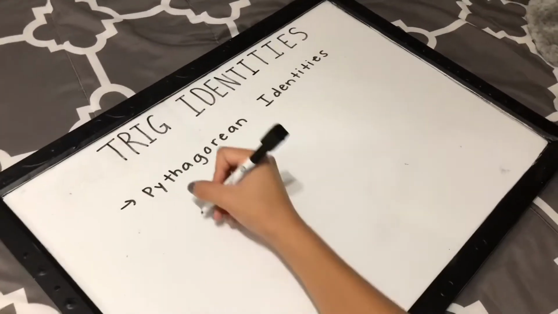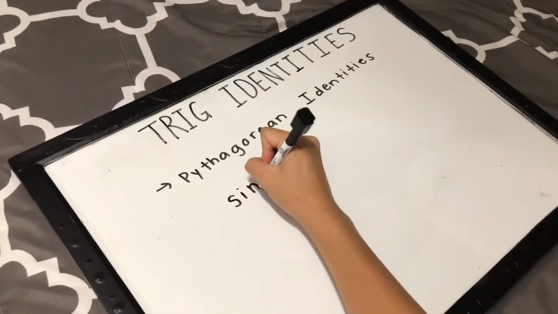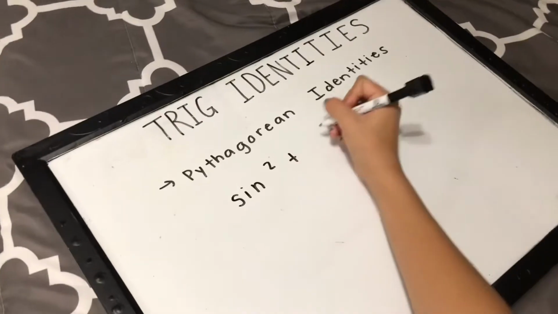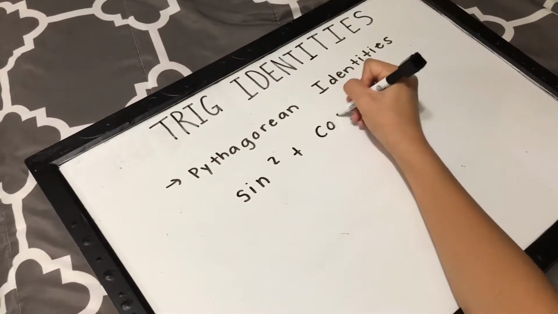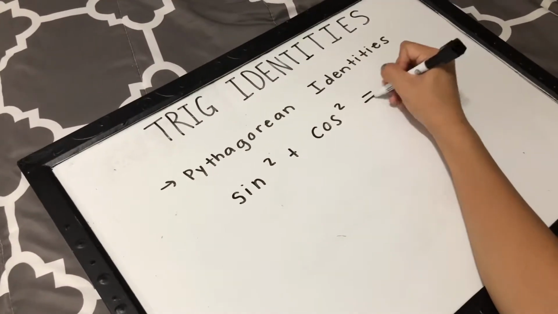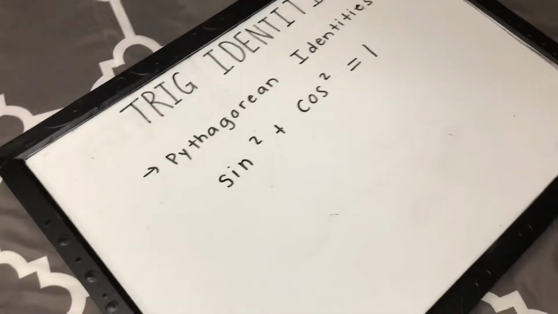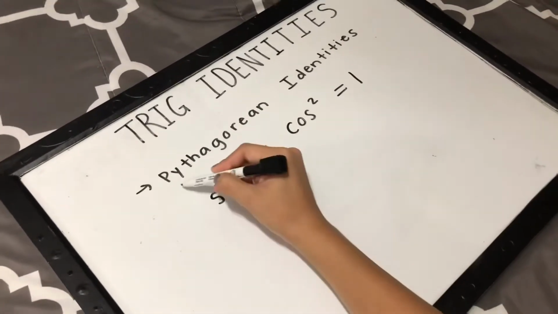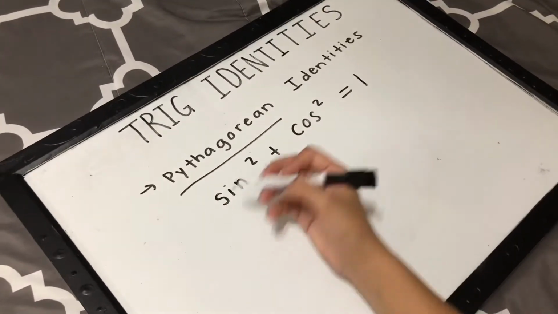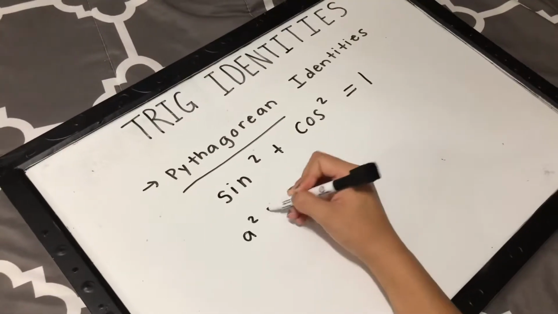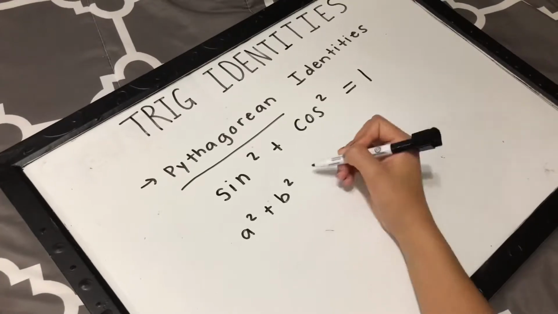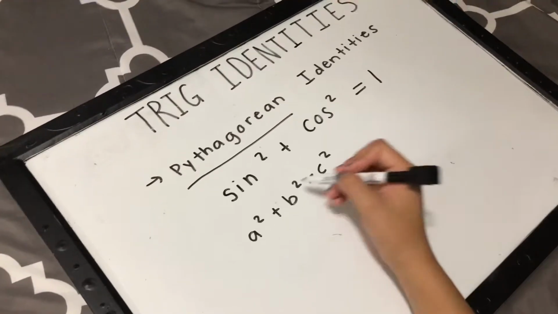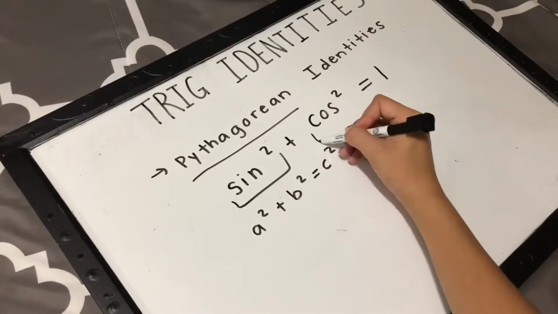The most basic of them being sine squared plus cosine squared equals 1. And if you see a similarity with this and notice that it says Pythagorean, you know that the Pythagorean theorem is a squared plus b squared equals c squared. And here you can see the resemblance.